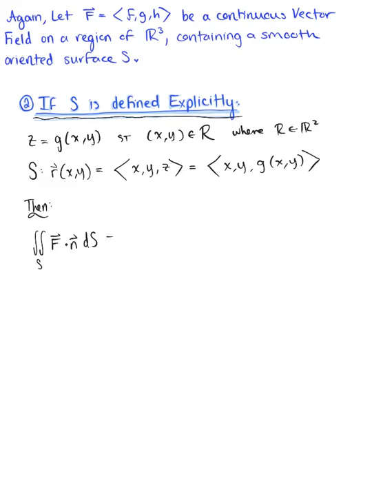So we can now parameterize this and say that this is equivalent to the double integral over that two-dimensional region R of the parameterized vector field. So that's vector F parameterized by the parametric representation vector r of x, y. And again, we're dotting this with the normal vector. That's going to be defined as the cross product of the tangent vector in the x direction crossed with the tangent vector in the y direction, dA. So again, let's think about where these components are coming from.